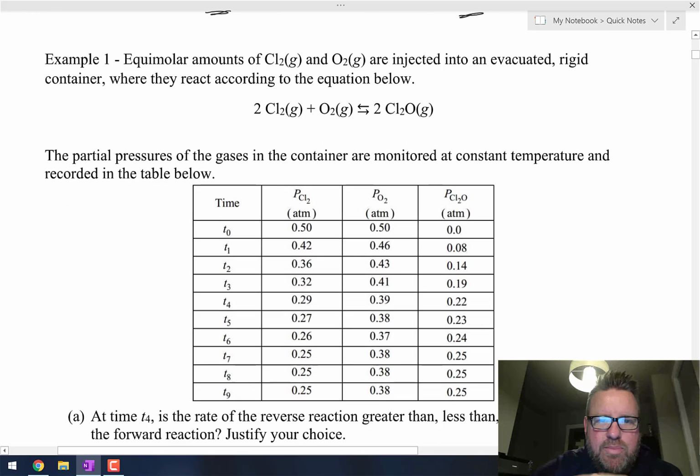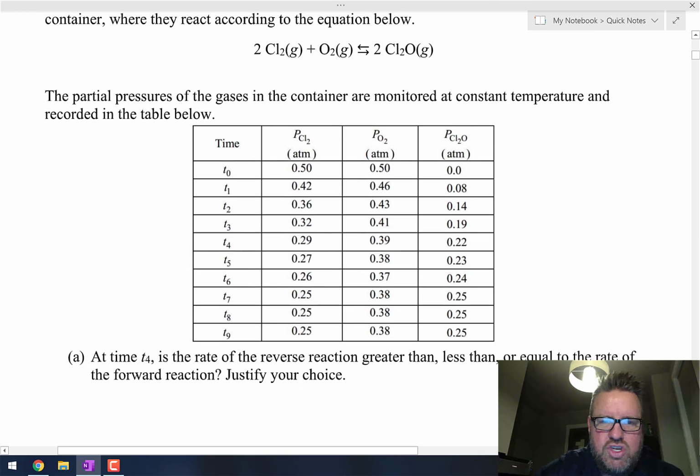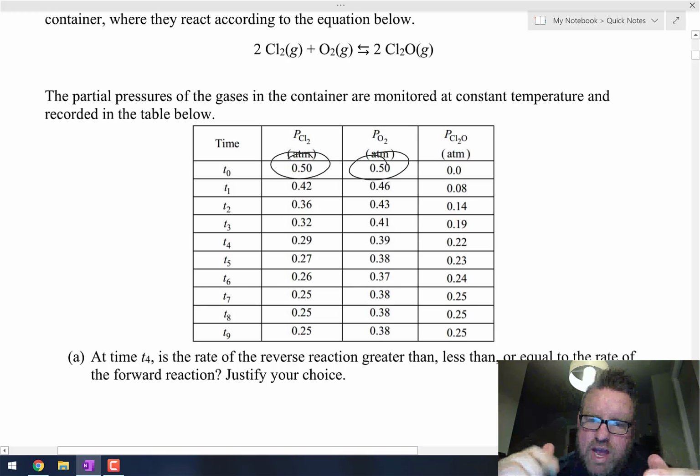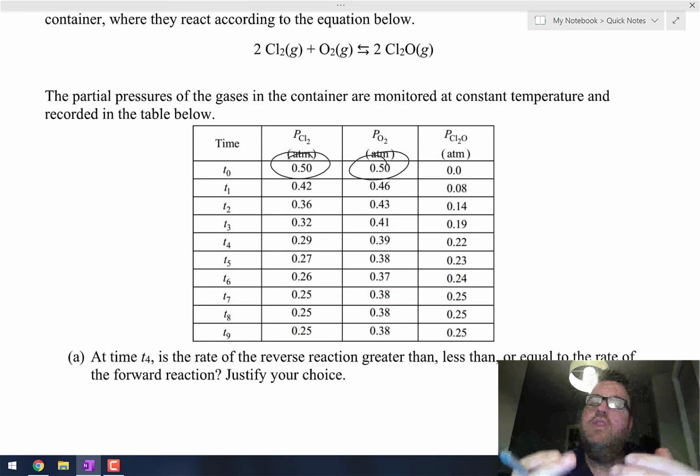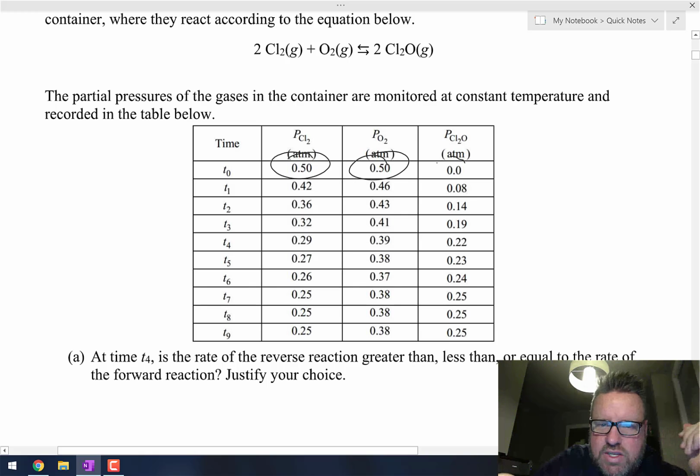And then you've got some pressures in the container, and they're monitored at a constant temperature and recorded in the table below, so the temperature is not going to change. Notice initially, here are our equal number of moles. If the moles, the volume, the temperature and the gas constant are the same, then of course the pressures are also going to be the same. So equimolar means equal pressures. There is no product at the beginning.